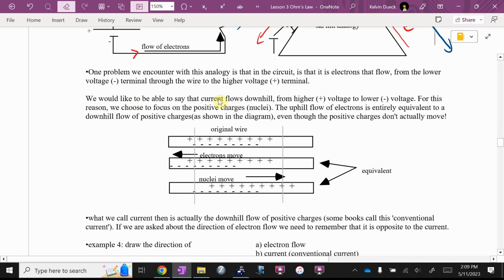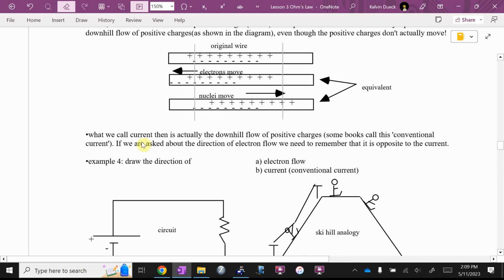So we would like to say that current flows downhill from a higher voltage to a lower voltage. So we're going to focus on the positive charges, the nuclei. The uphill flow of electrons mathematically is equivalent to the downhill flow of positive charges. So what we call current is actually which way the positives would move if they could. Some textbooks will call this conventional current because it is a convention.